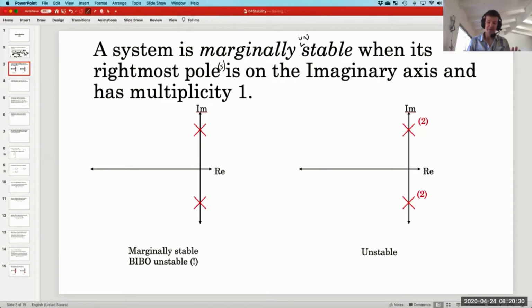Now, that's not to say that sometimes in electrical engineering, you want to build something that oscillates, right? So an oscillator is actually quite a useful system in EE.